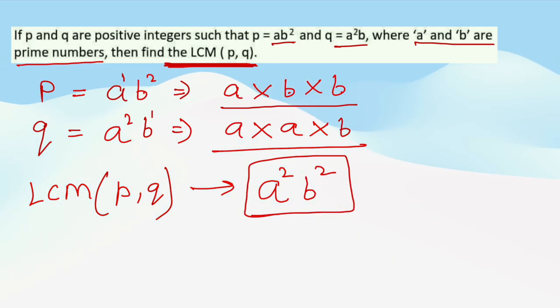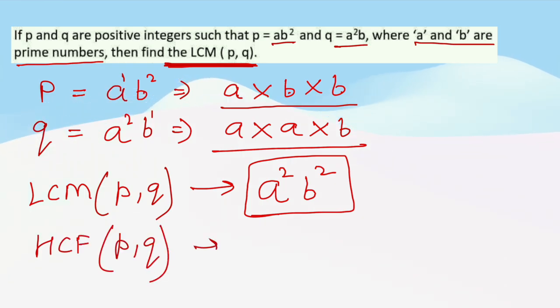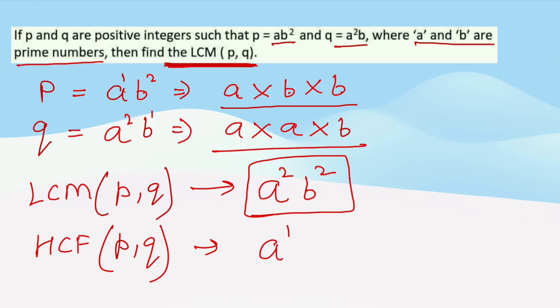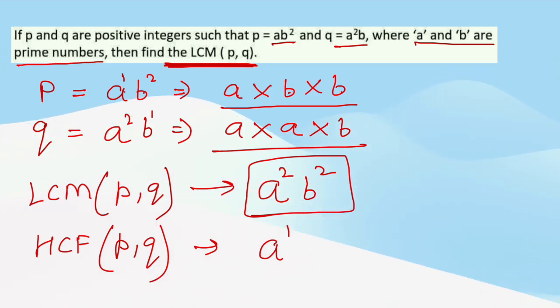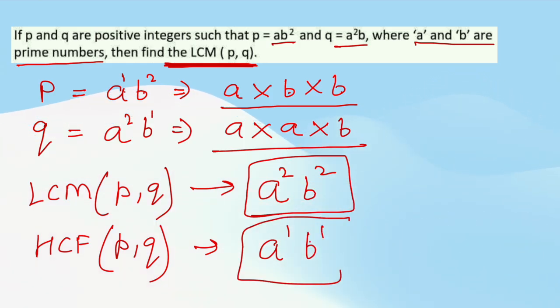And if I ask you the HCF? HCF means the smaller power. A to the power 1, A to the power 2, which one is the smaller? A to the power 1. B to the power 2 and B to the power 1, which one is the smaller? B to the power 1. So this is your HCF. Clear? In LCM we take the higher power. In case of HCF we take the smaller power. Clear?